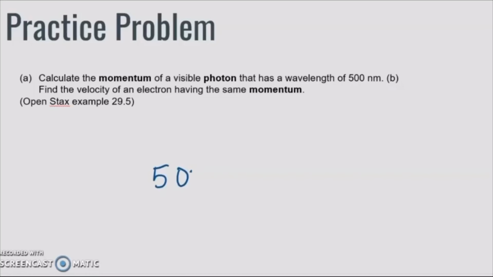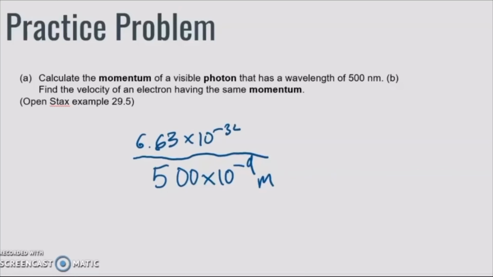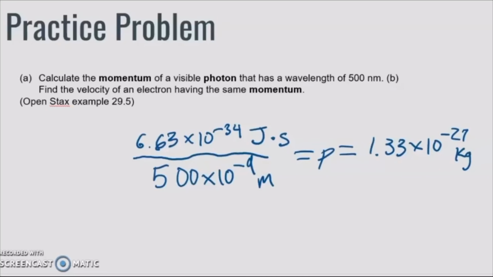So 500 nanometers is 500 times 10 to the negative 9 meters. And we're going to put that under 6.626. The book actually uses 6.63 times 10 to the negative 34th, and that's joule seconds. And it's going to give us our momentum, which is equal to 1.33 times 10 to the negative 27 kilogram meters per second.